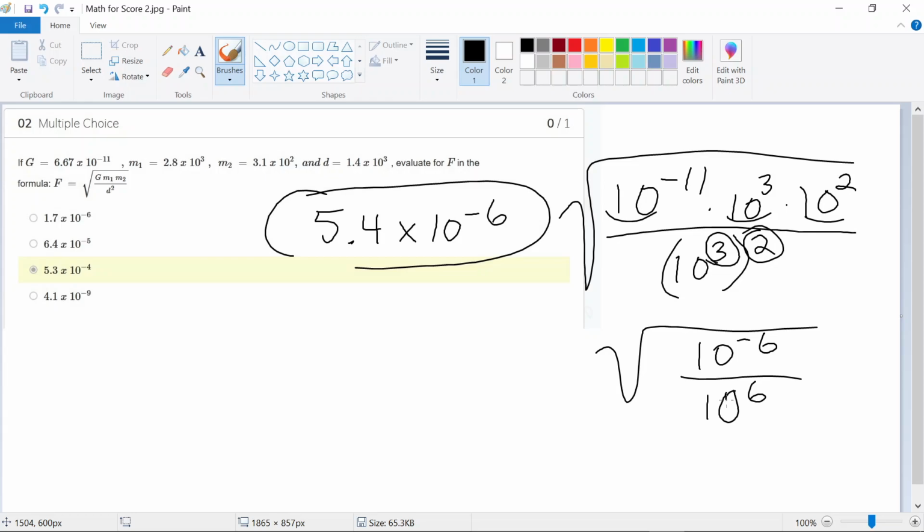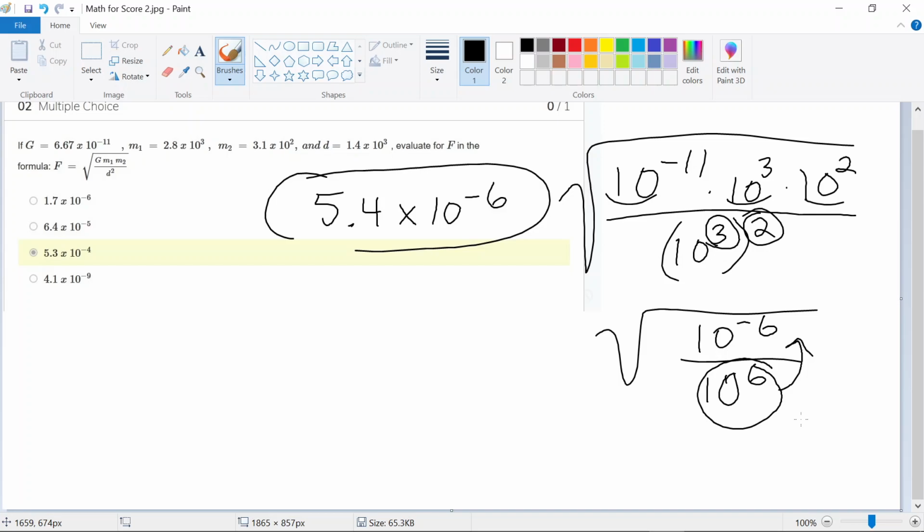Now I want to combine them, and I notice all the exponents are negative, so I'm going to move this number, 10 to the 6th, to the top. Whenever I move a number with an exponent from the denominator to the numerator or vice versa, I change the sign. This one has a positive sign, I'm going to make it negative. This is the square root of 10 to the negative 6th times 10 to the negative 6th.